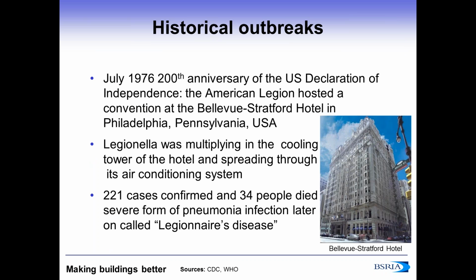Now that we understand how Legionella bacteria could survive in the environment and be harmful to humans, I will be presenting two historical outbreaks. The first one was in 1976 in a hotel in Philadelphia in the US, where the name of Legionnaires' disease was given to this unknown severe form of pneumonia that affected 221 persons and killed 34. This outbreak was due to a poorly maintained air conditioning system with a cooling tower.